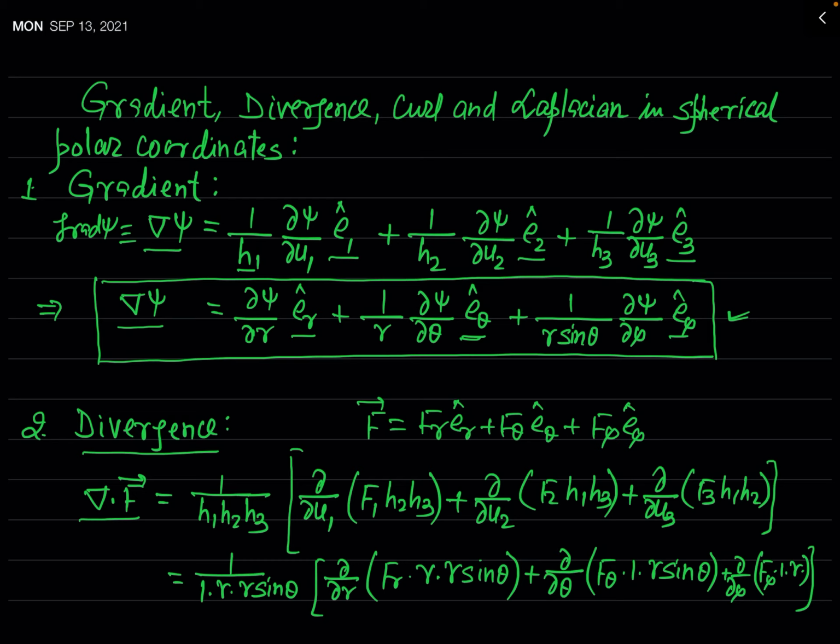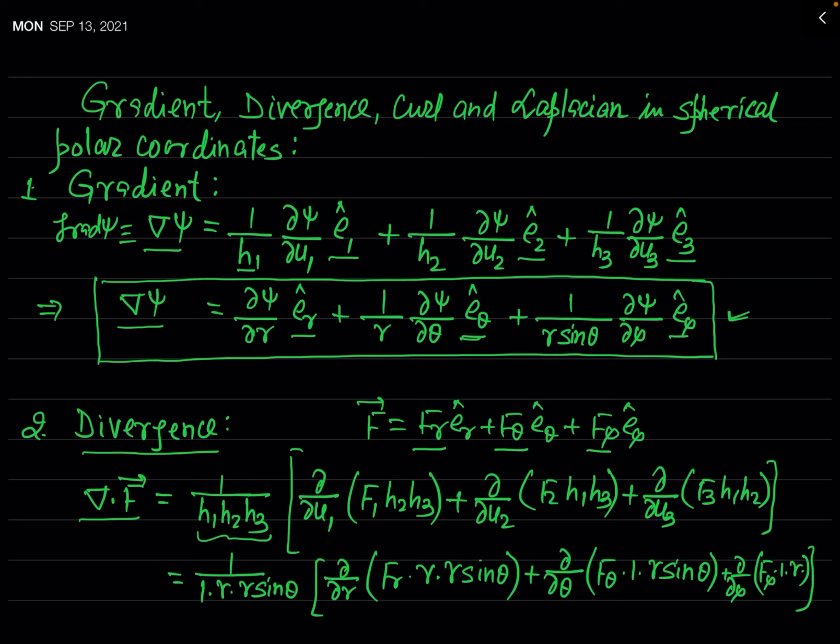We have seen this earlier. Now what will you do? Now it is very easy to find this divergence of vector function f in a spherical polar coordinate system. For that, we will simply substitute the values of all these scale factors which we have obtained just now in a spherical polar coordinate system. And again, we will replace u1, u2, u3 by r, theta, phi, and f1, f2, f3 will be replaced by fr, f theta and f phi.